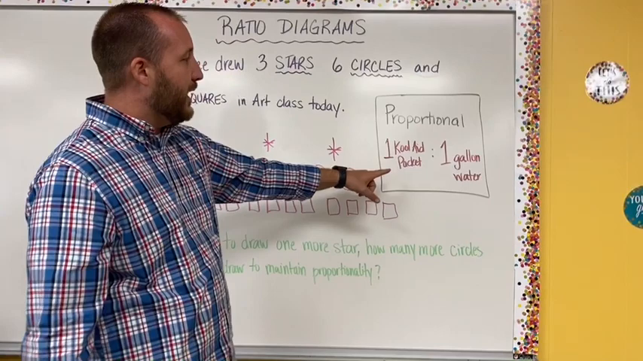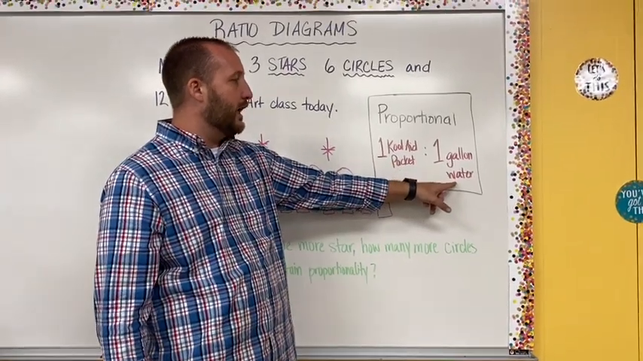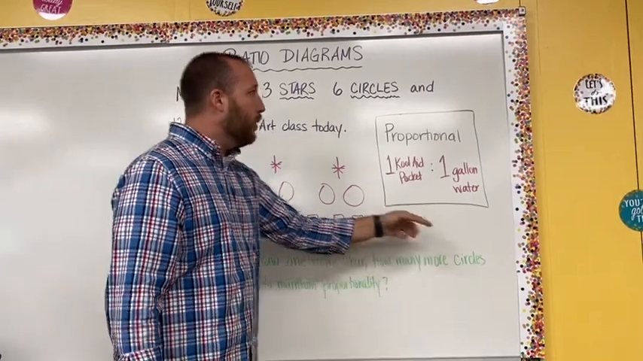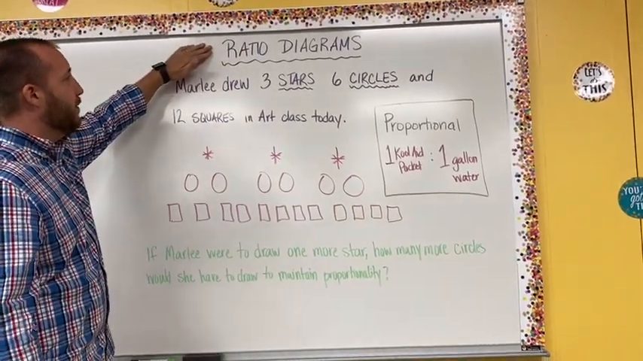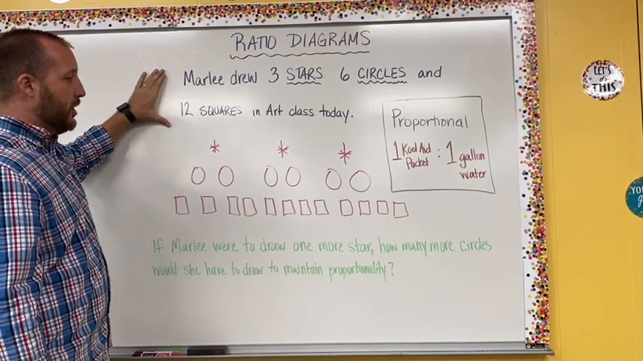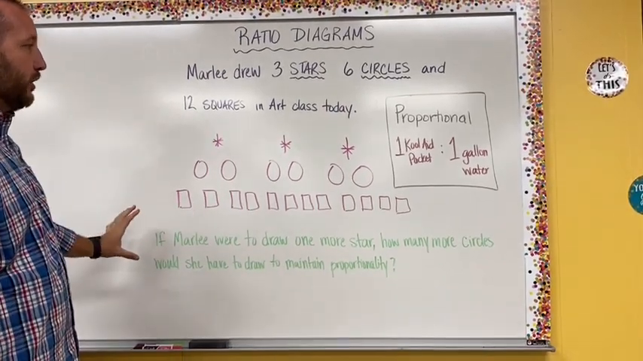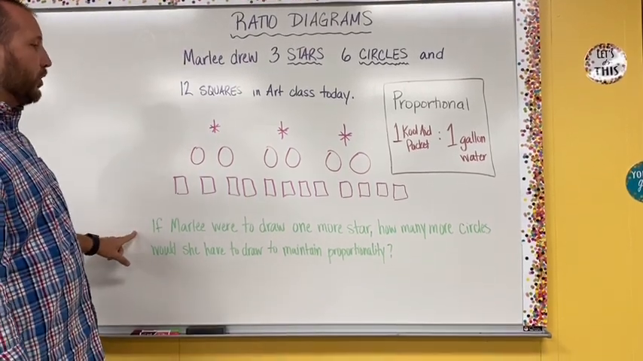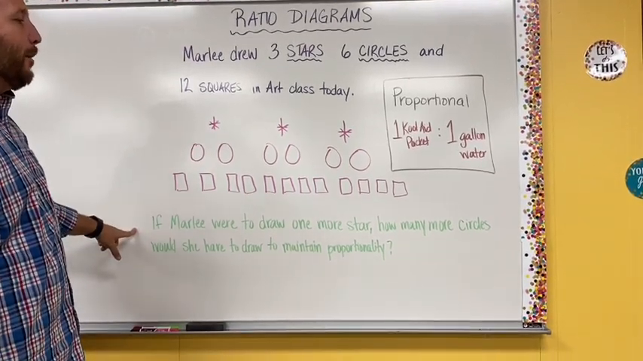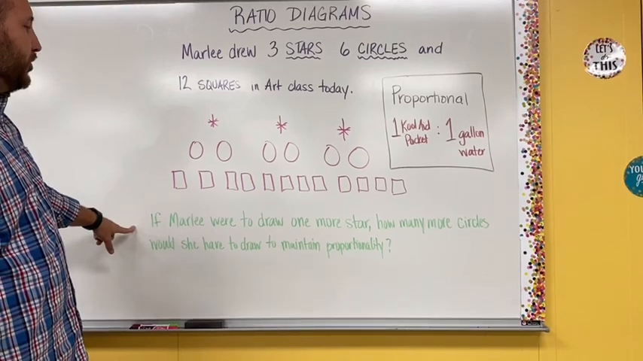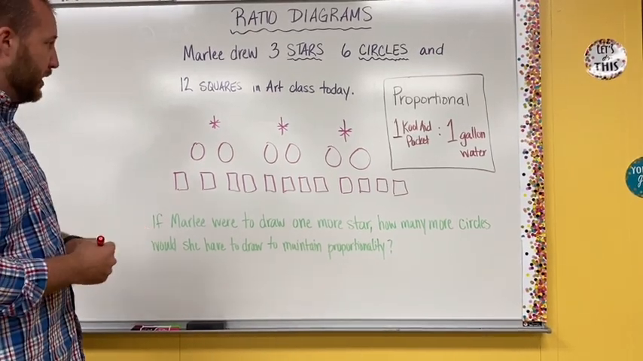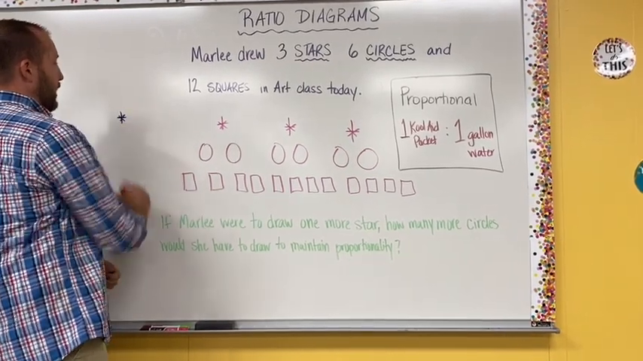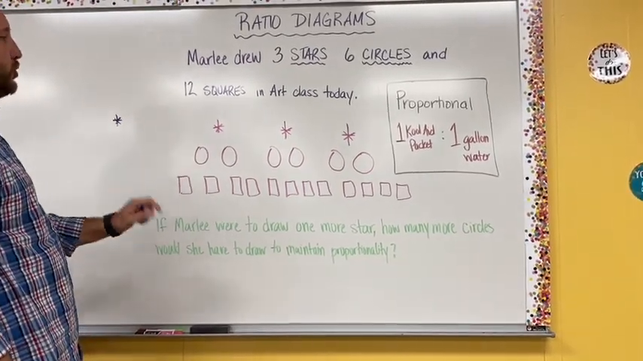But to maintain proportionality, if I want to make 2 gallons of Kool-Aid, I need 2 gallons of water and 2 Kool-Aid packets. So what we're going to do is use our ratio diagram and Marley's art class example to show you how you maintain proportional relationships with the diagram, okay? So our question says, if Marley were to draw 1 more star, how many more circles would she have to draw to maintain proportionality? So if I were to come over here and draw 1 more star, how many more circles would I have to draw?